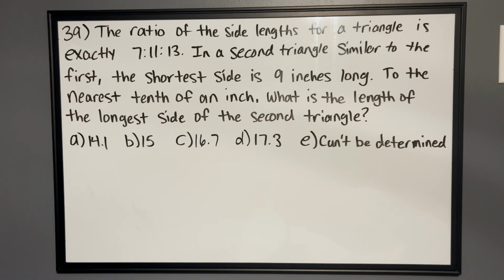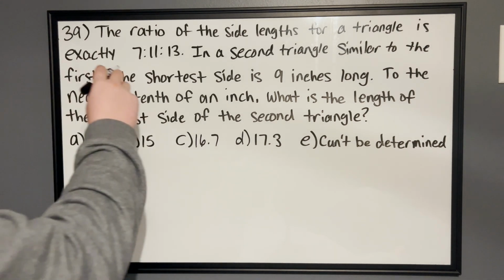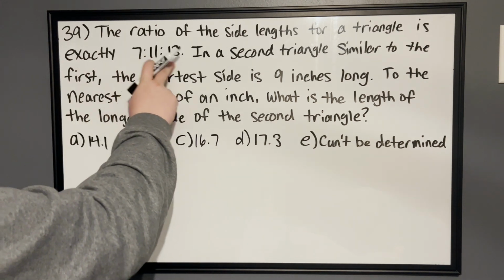Okay, so this is question number 39. It says the ratio of the side lengths for a triangle is exactly 7 to 11 to 13. In a second triangle, similar to the first, the shortest side is 9 inches long. To the nearest tenth of an inch, what is the length of the longest side of the second triangle? So to this question, because we have this ratio, it makes it a lot easier. What this means is we're only going to worry about the 7 and the 13.